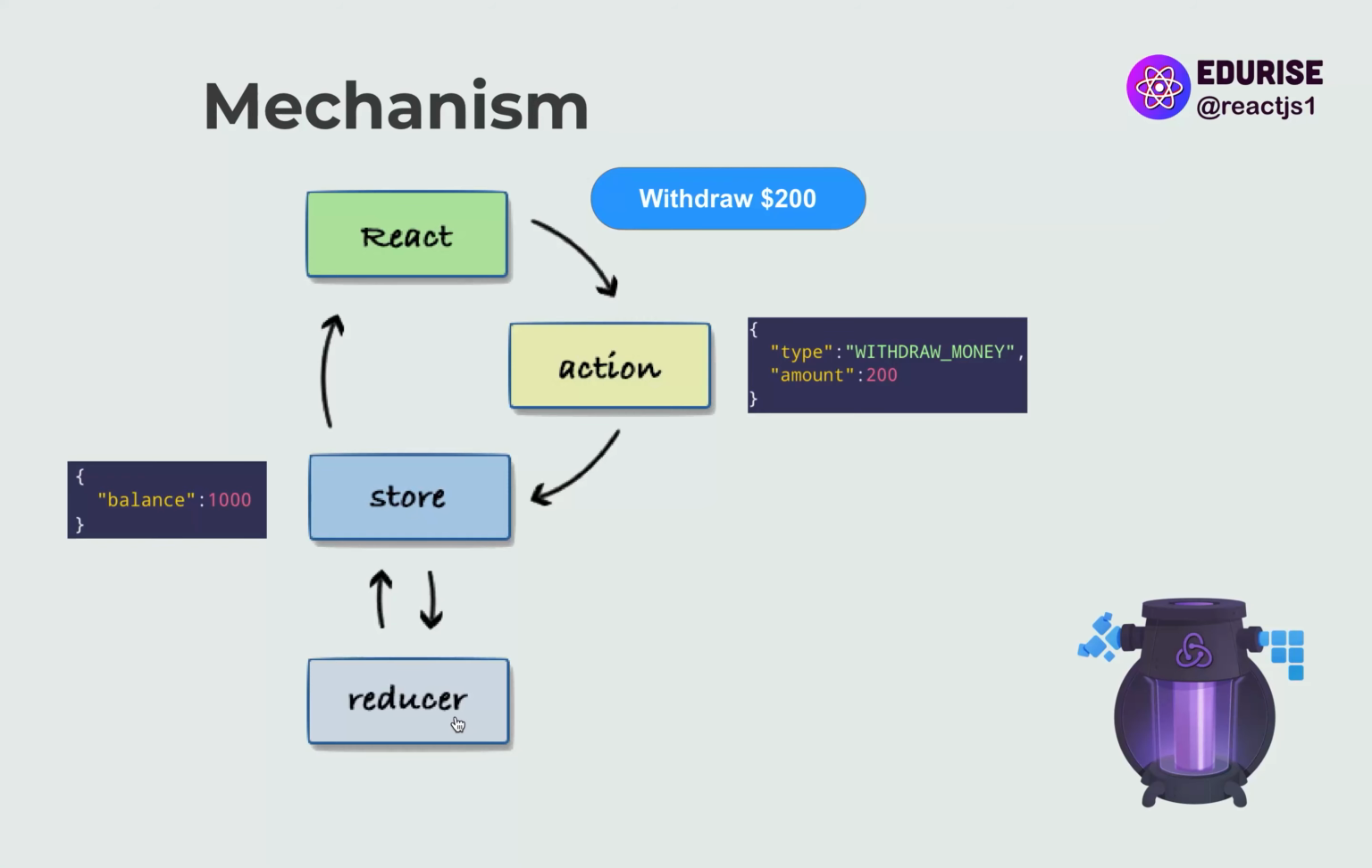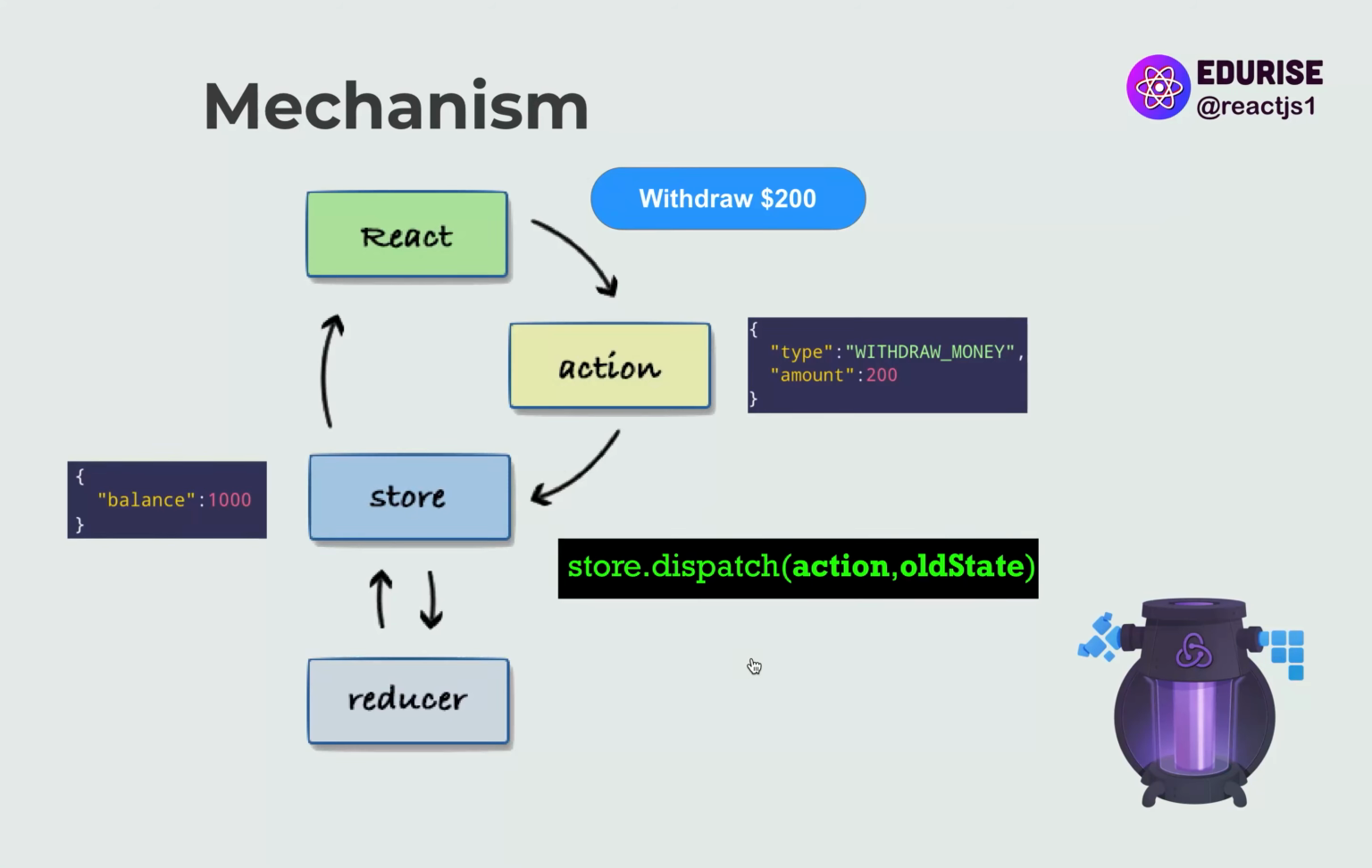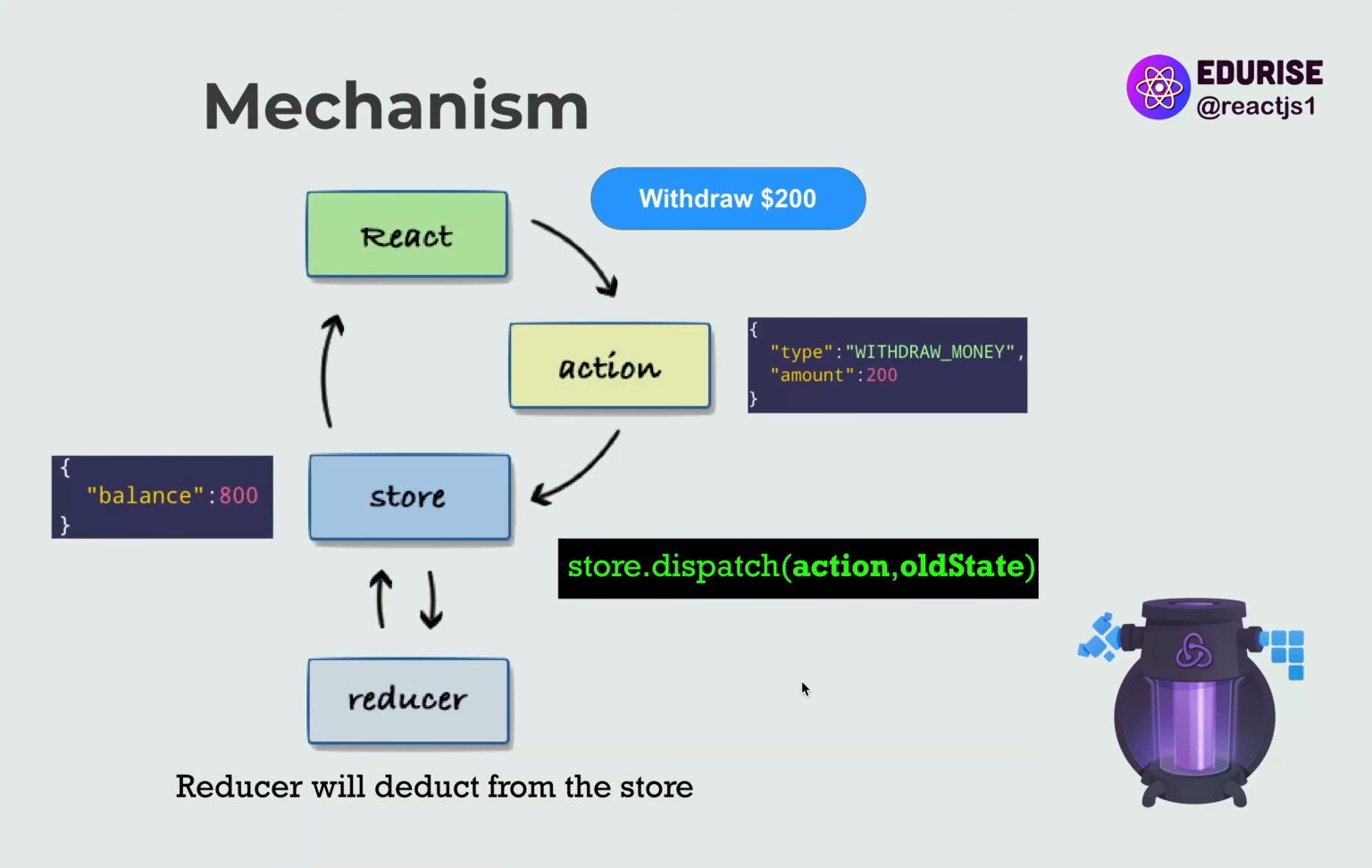So from the store, again, we are going to the reducer. In the reducer, what will happen? The reducer will reduce the money. I want to dispatch 200 and the balance is 1,000, so it will subtract. The reducer will deduct from the store, so we are getting $200 and the balance will be 800. Correct. So that's how it works. And whenever this procedure is done, the component will show $800 based on the state. So that's how it works, right?